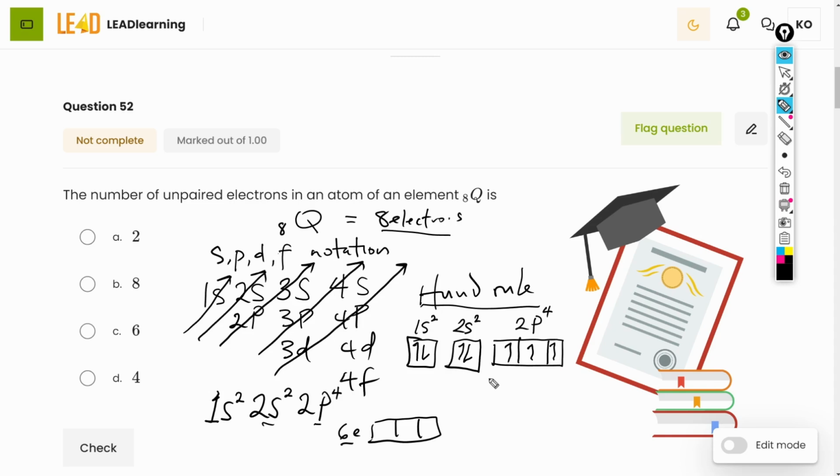Now we've exhausted 3, we're left with only 1 electron, so the last electron will occupy this orbital, so it comes here. That means these orbitals are unpaired, so we have 2 unpaired orbitals. That is 2 orbitals carrying just 1 electron. So let's look at our options. Which option tells us we have 2 unpaired electrons? It's the option A.